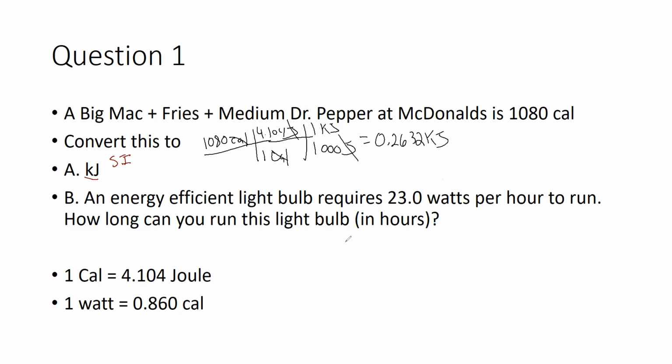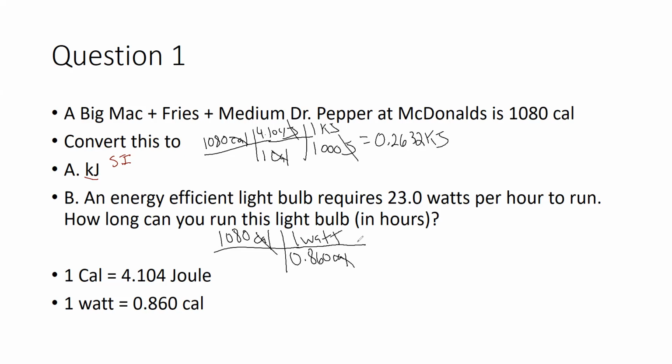B, how many hours can we run an energy efficient light bulb? So here we want to go to the watt. So we have 1080 calories again. For every 0.860 calories, I have 1 watt. So that conversion hopefully is easy enough.